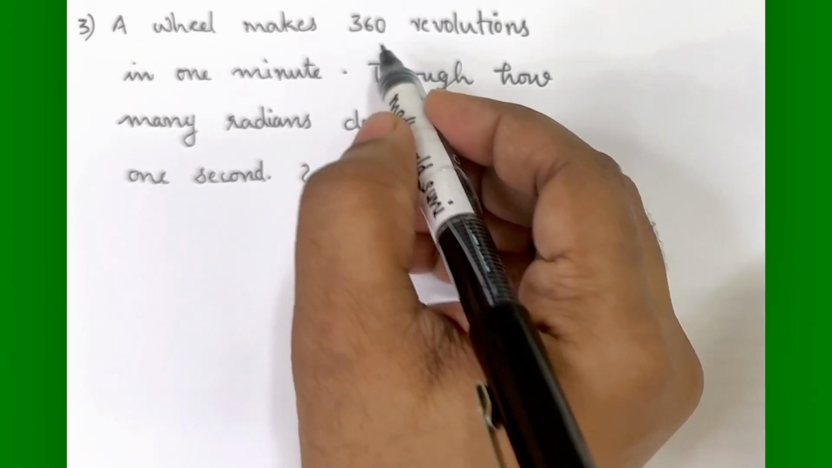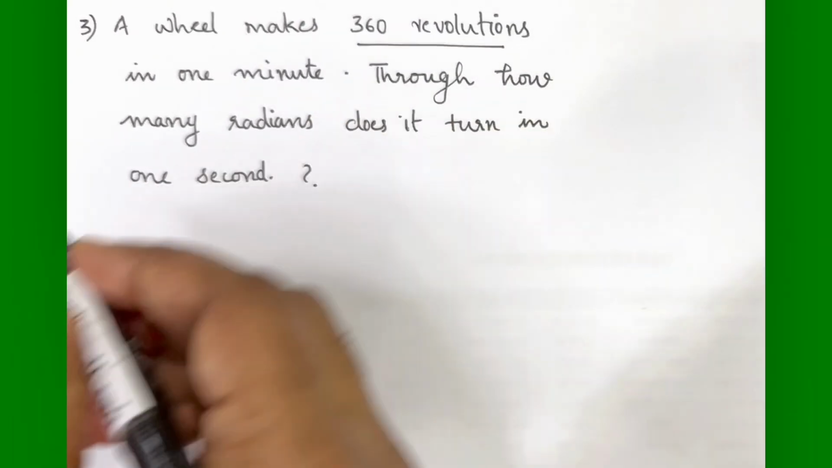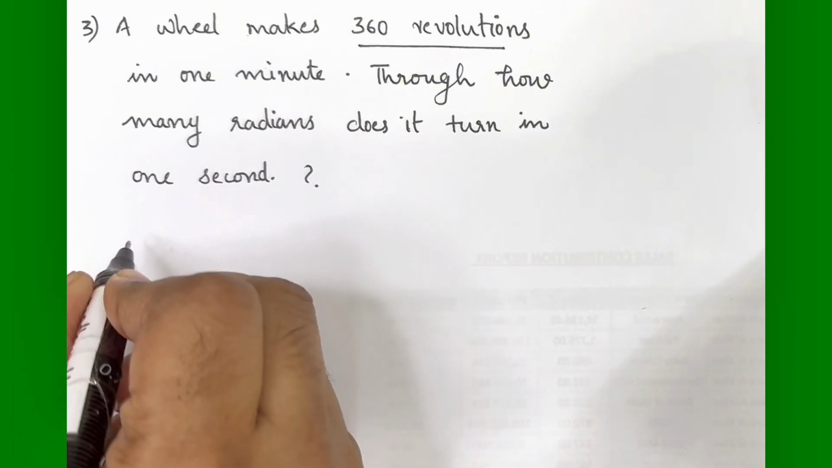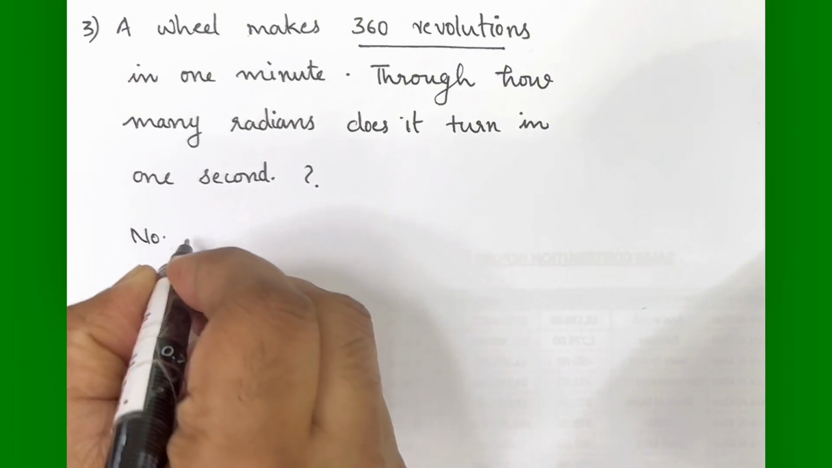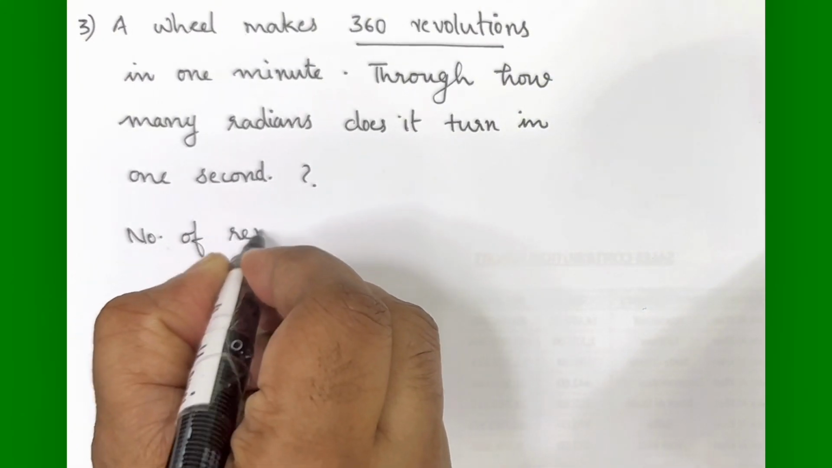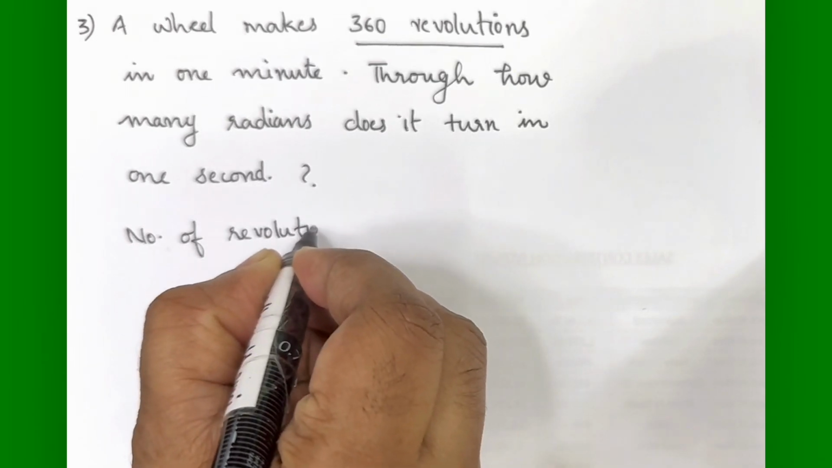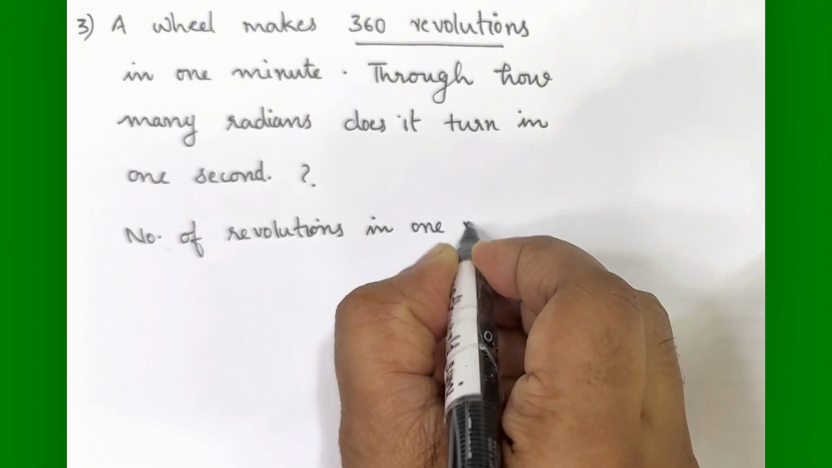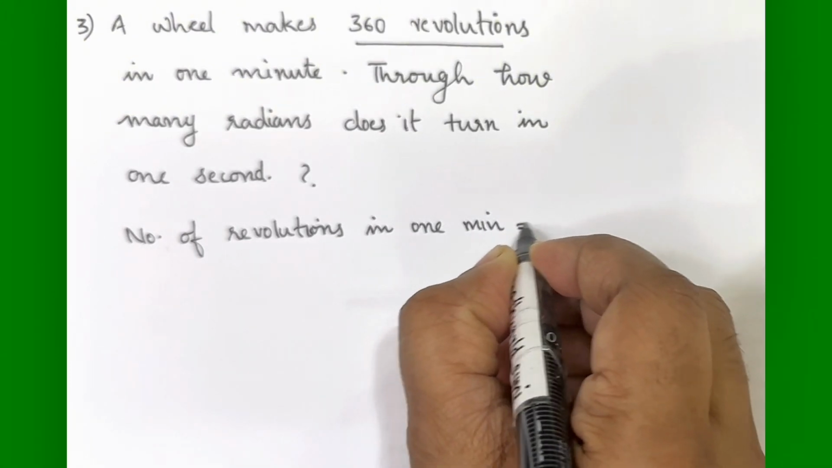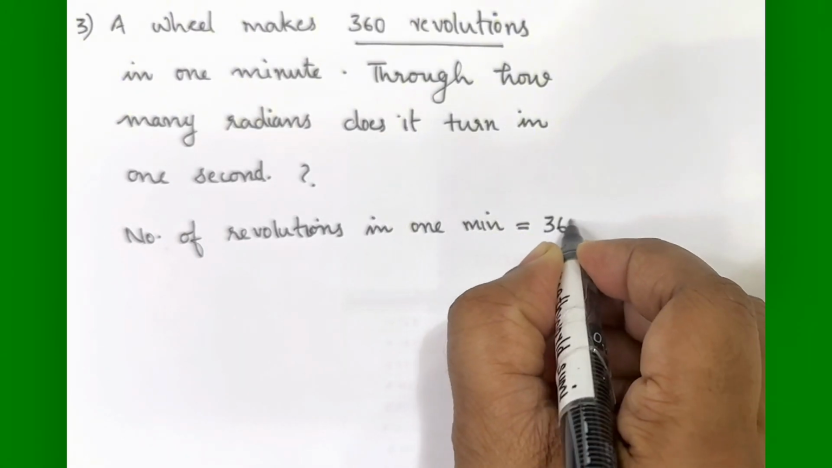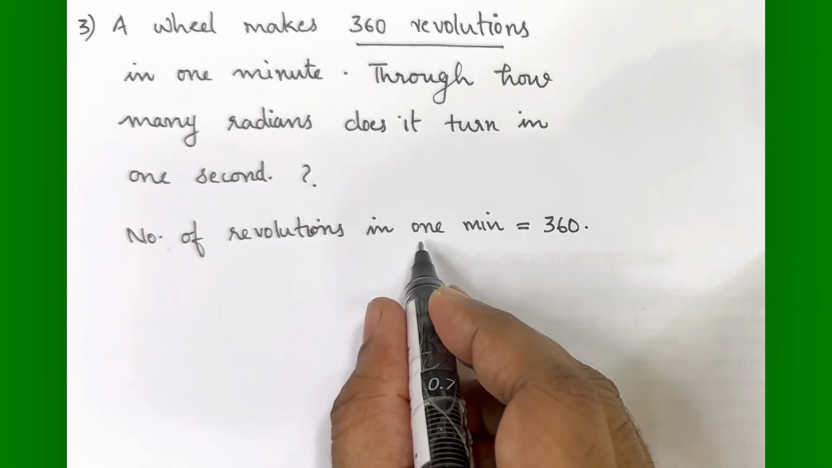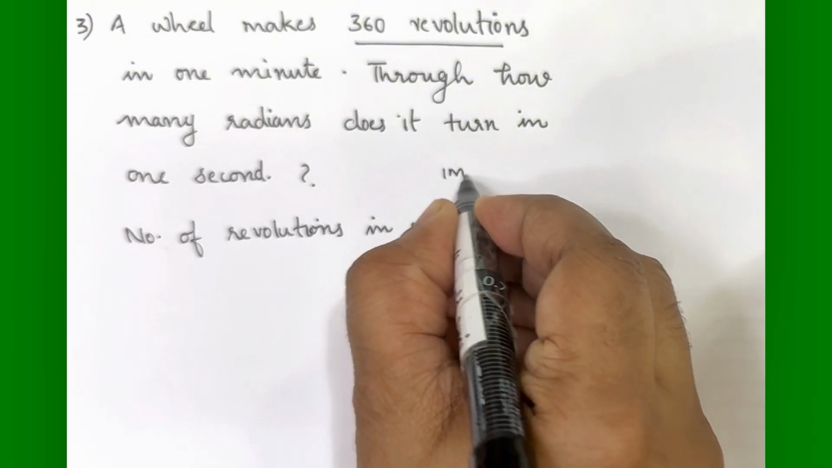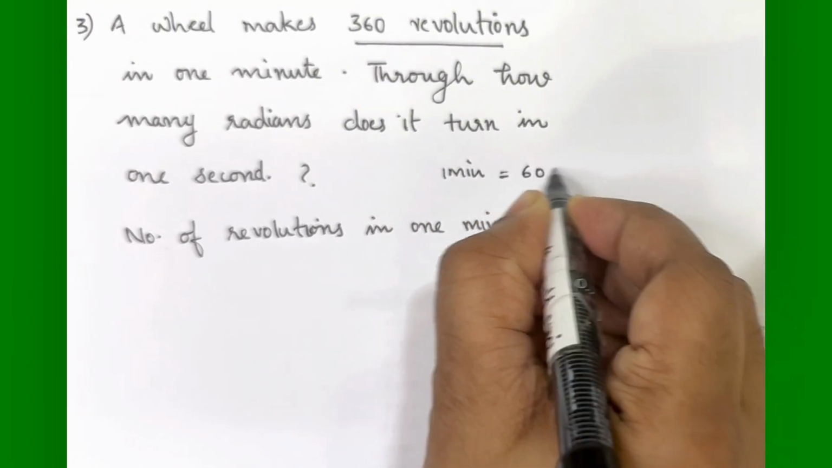It's given that the wheel makes 360 revolutions in 1 minute. Therefore, we can write the statement as number of revolutions in 1 minute is equal to 360. Now we know that 1 minute is equal to 60 seconds.